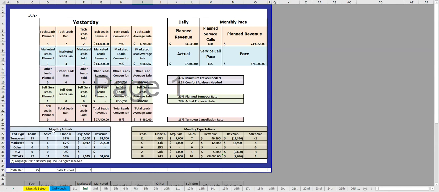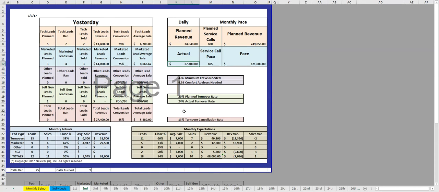So yesterday we should have ran 9 leads. We ran 11. The breakdown is up here. We should have ran 5 turnovers. We ran 7. So you see the breakdown. We should have brought in, here's the snapshot. Here's the breakdown of yesterday. Here's a snapshot right here. We should have sold 34,000. We sold 27, so we fell short.